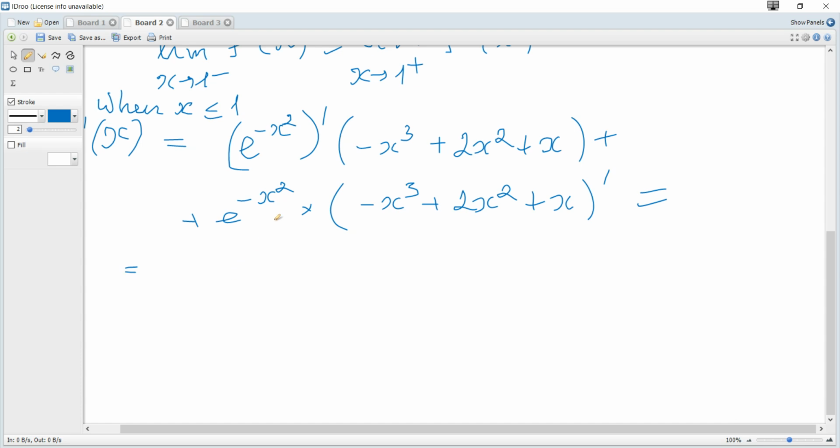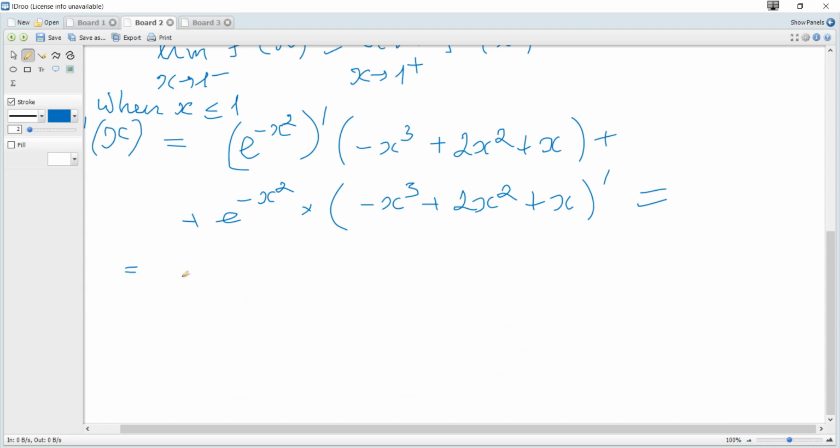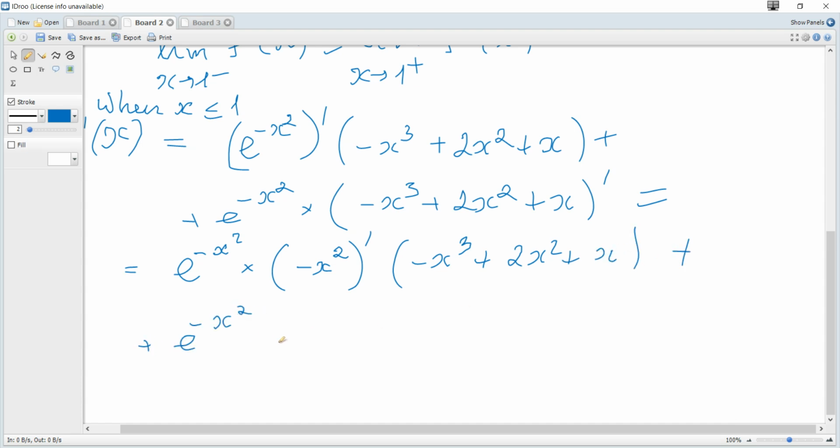The formula is given in the data booklet, and to find this derivative we apply the chain rule, and e to some power, e to the power of x derivative is the same. The formula is given in the data booklet, but since there is a more complicated argument, according to the chain rule, we apply this rule as given in the data booklet, so it becomes the same, keeping the same argument e to negative x squared, but multiplying by the derivative of the argument, negative 2x, times negative x cubed plus 2x squared plus x, plus e to negative x squared, and the derivative of this is quite easy, so it's negative 3x squared plus 4x plus 1.